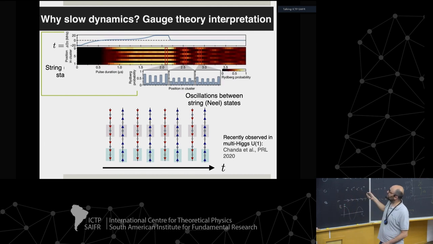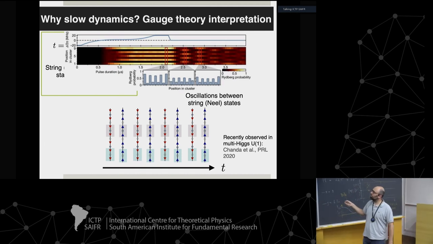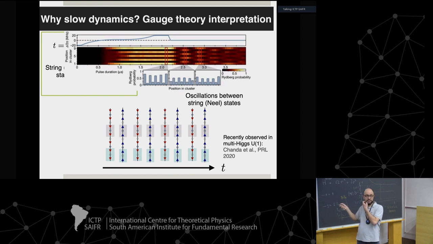Let me also mention this is actually not unique to the Schwinger model. There are also other gauge theories where this has been seen.